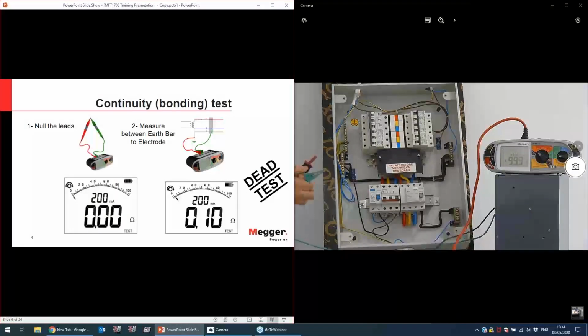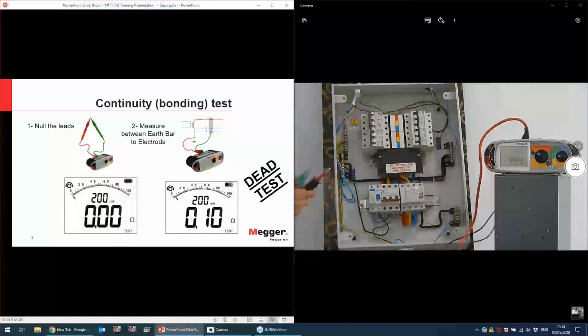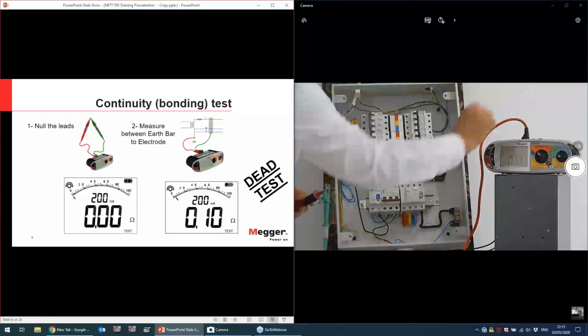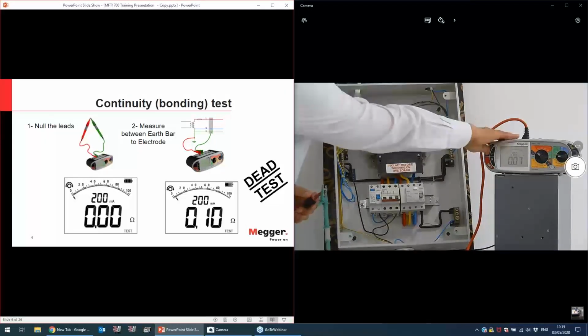And in this continuity mode test, I will connect both my test leads. And as you can see, there is an actual value inside. You can see it. I can click on the null button.